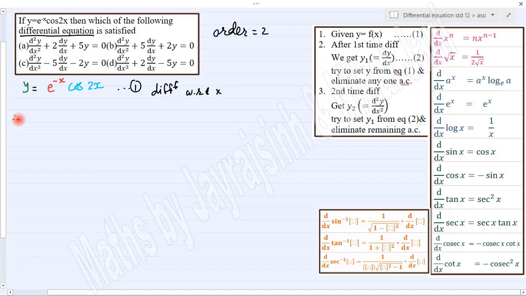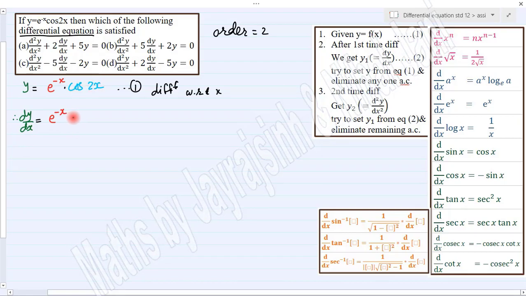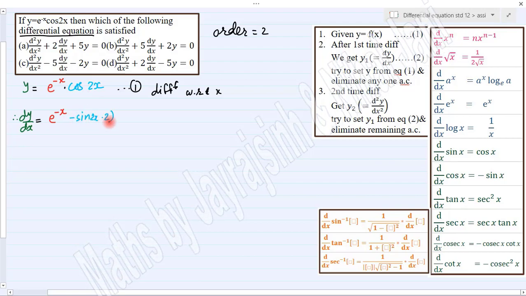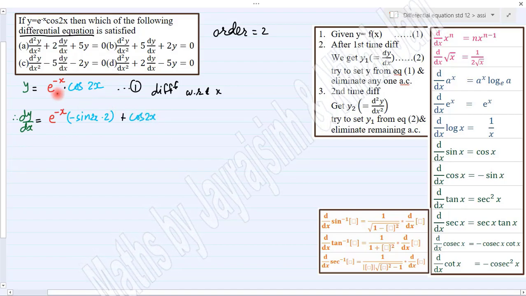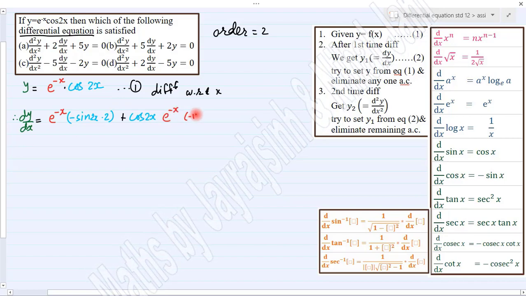So, on left hand side, we will get dy by dx, and on right hand side, we have to apply multiplication rule. Let's say in first term, your e raised to minus x will be as it is, and differentiation of cos 2x will be minus sin 2x into 2 plus, in second term, your cos 2x must be as it is, and we have to differentiate e raised to minus x, which will be e raised to minus x into minus 1.